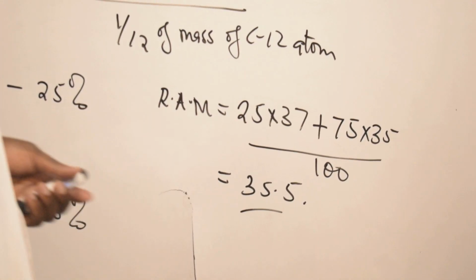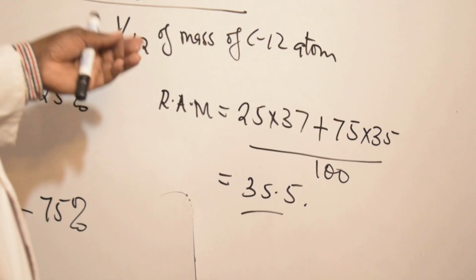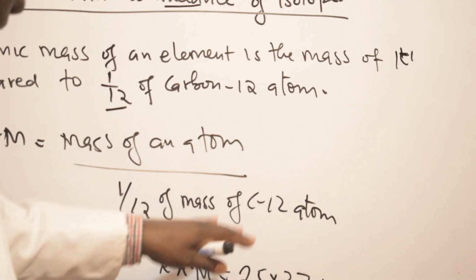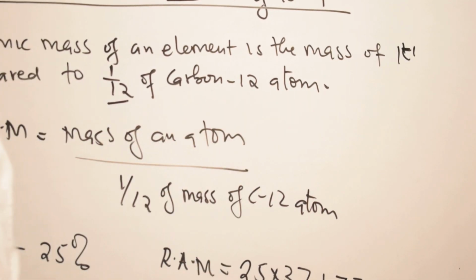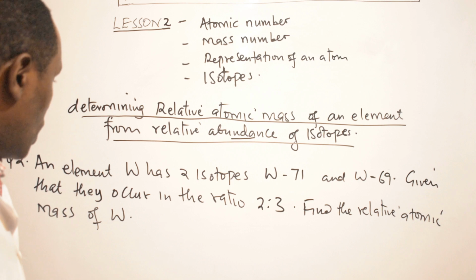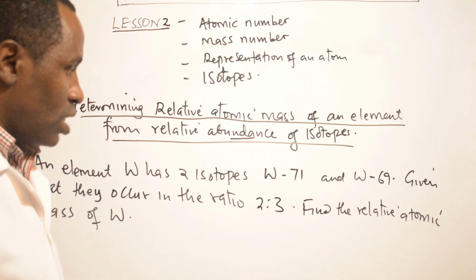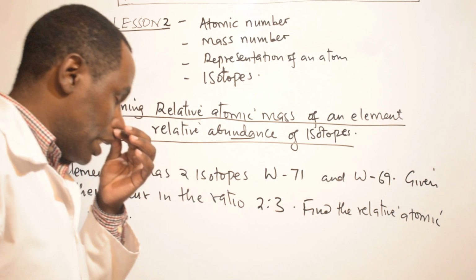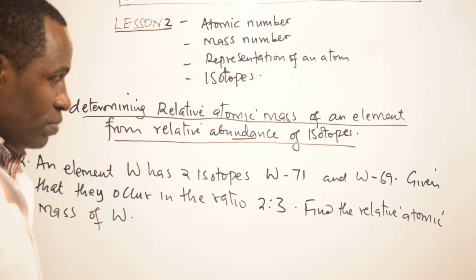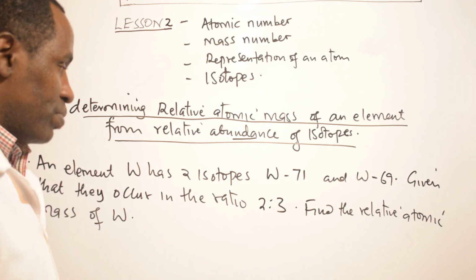Maybe we can have another example. This time, instead of percentage, I use the ratio. Now let's have a look at the other case where I'm going to use the ratios. I've just said here that these ratios may be gotten from an instrument called a spectrometer.